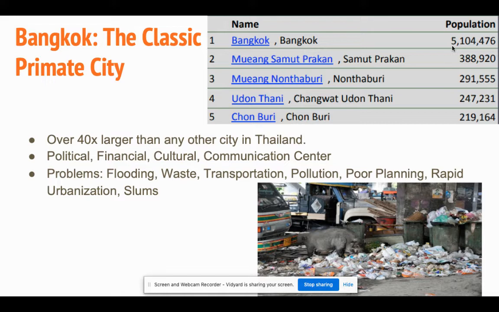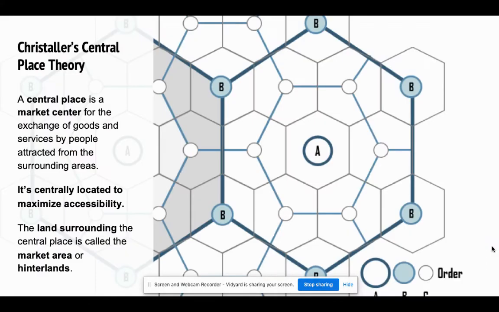Some of the positives of Bangkok being a primate city: it's a center of politics, of finance, of culture, communication. So people want to go there to get in on the action. They want to go there to get jobs, to have opportunities for entertainment. But at the same time, in the image that you see down in the bottom, Bangkok and other primate cities around the world do face problems. How to deal with just simply this huge influx of people. What that leads to: things like excessive amount of waste. I thought this was interesting, having this boar here, all the waste of the city. What are some transportation issues? How are we going to get people from one place to the other? Poor planning, and then this rapid industrialization and urbanization leads to the creation of slums.